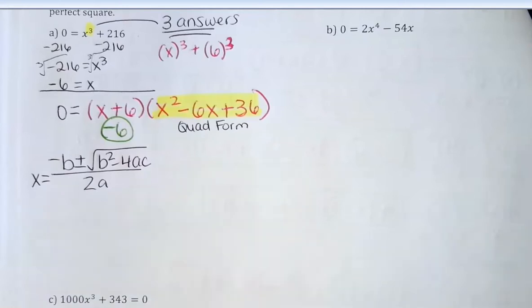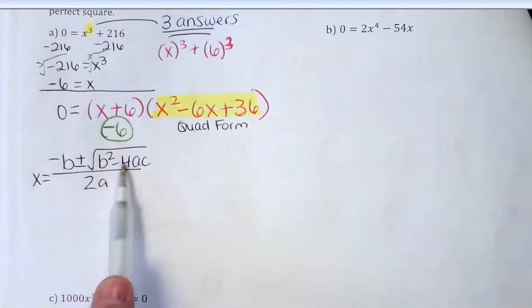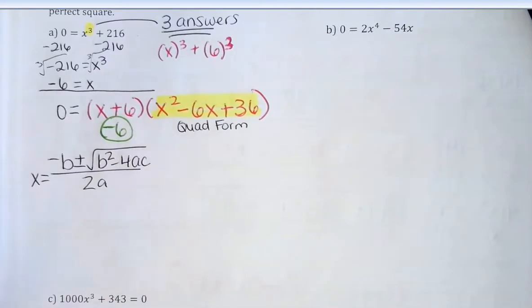All right, now these a and b and c values are from the quadratic formula. They're not from the factoring of this sum of cubes, so try not to get that mixed up. I'm not trying to confuse you.